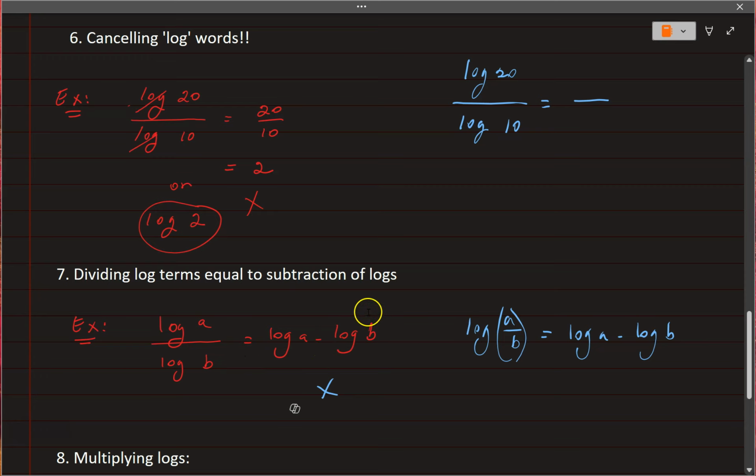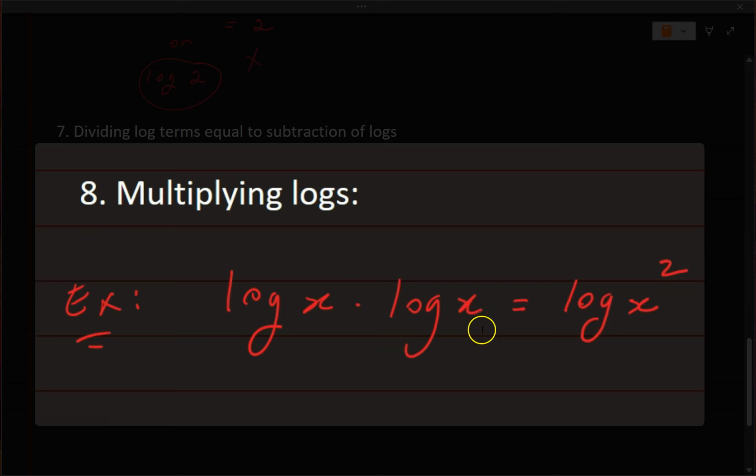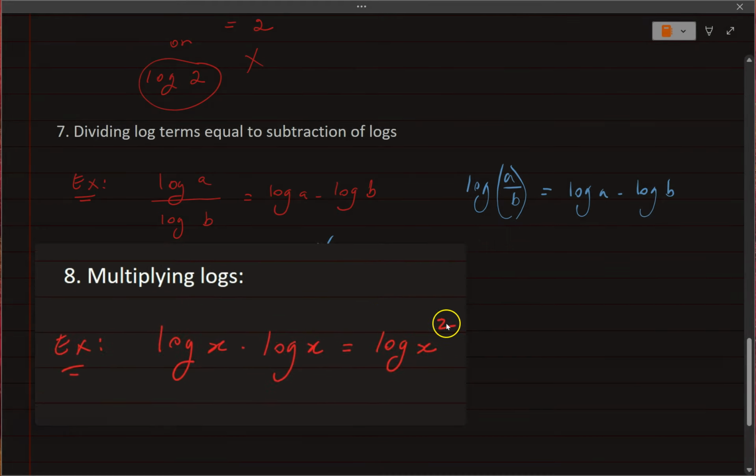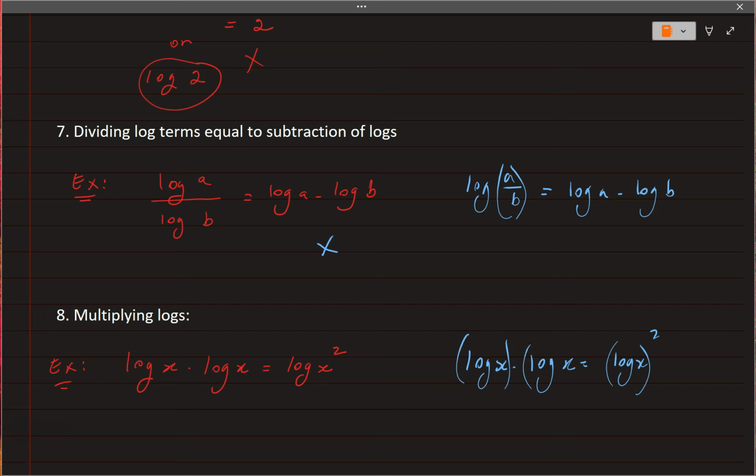This is not true at all, okay? So make sure. Number 8, multiplying logs. This is another common one. Log of x times log of x. Some people decide that this is log of x squared. So they just multiply the x and x and it becomes log of x squared. There's no such law. So the answer to this one is, let me rewrite it. Log of x times log of x is actually log of x, squared. There are two of them. Okay. That's all it is.